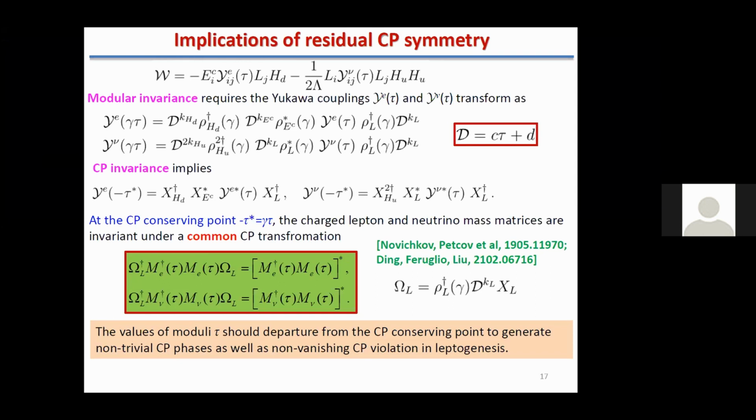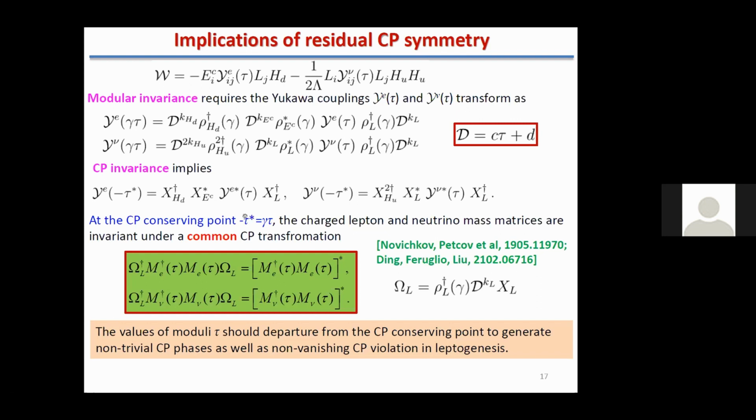So I discuss the implication of general CP. This is a superpotential for the lepton mass term and neutrino mass terms, and modular invariance requires the Yukawa couplings to transform in this way. The CP invariance would require the modular forms of the Yukawa couplings to transform in this way. This is the requirement of CP and modular invariance.